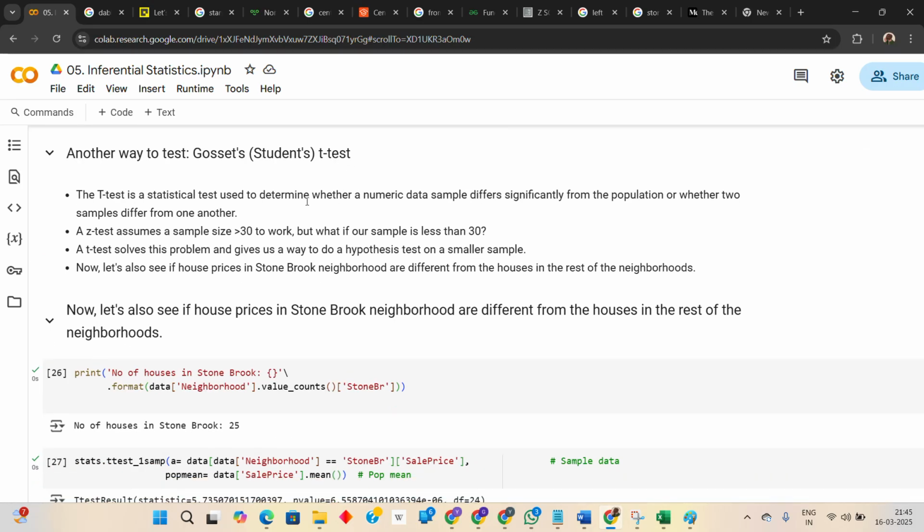When to use the Z test and when to use the T test: whenever your sample size is greater than 30. You have to check the sample size. If your sample size is greater than 30, then you can go and apply the Z test. If not, then go for the T test.